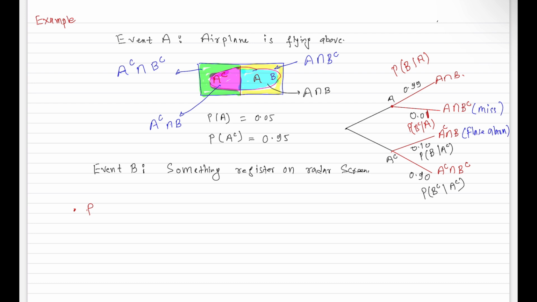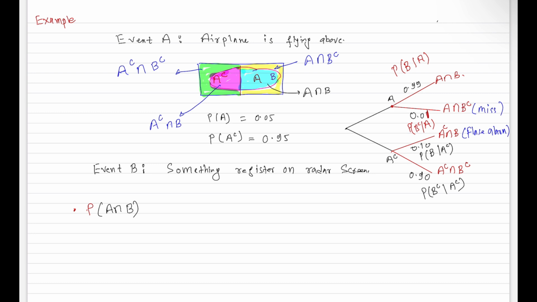Right? Now do we have enough information to calculate all the probabilities? So let's suppose we wanted to find the probability of this event, right? In words, we can say find the probability that an airplane is in the sky and it is detected by the radar system, right? Or the radar screen is showing that there is something, or there is an airplane in the sky. So what's the probability of that?